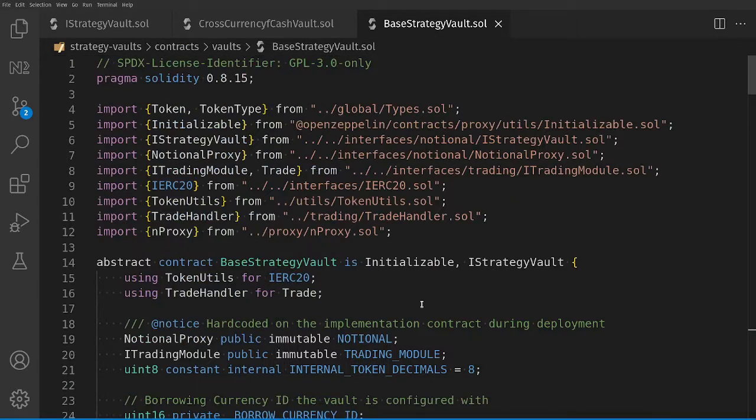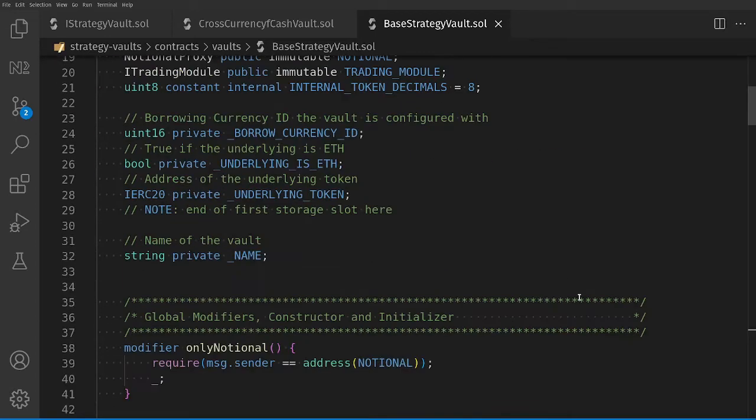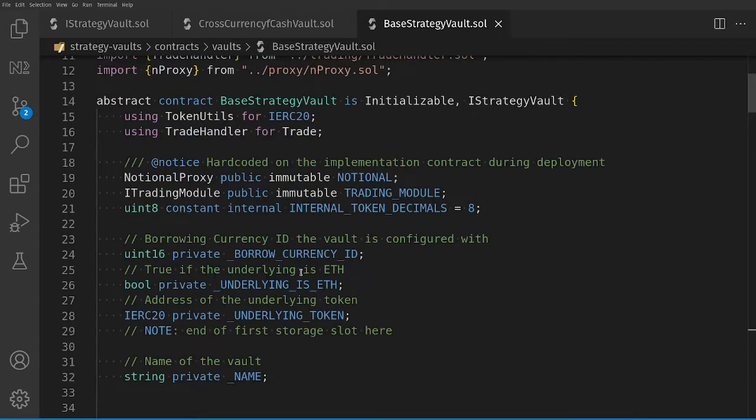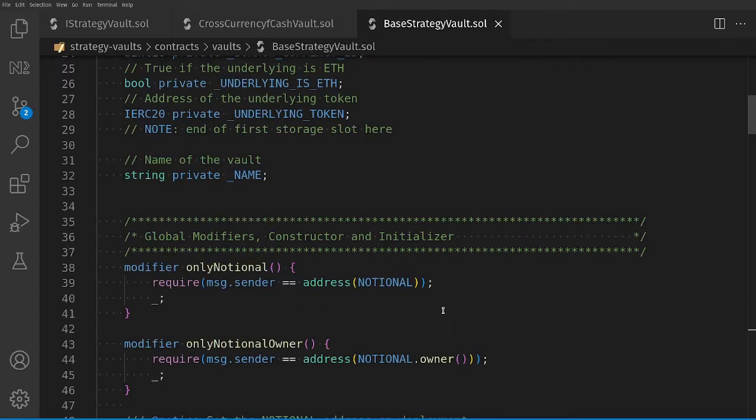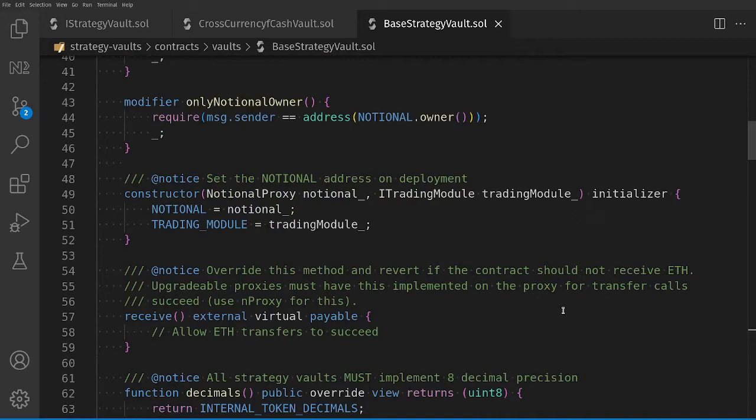So what we've built is what we call the base strategy vault, which is sort of like a starting point that implements a lot of the base expected behaviors of strategy vaults. From this implementation, developers can build on top of it and build more specific strategies. So we have a number of immutables and some storage here. This particular implementation is intended to be upgradeable via the UUPS pattern.